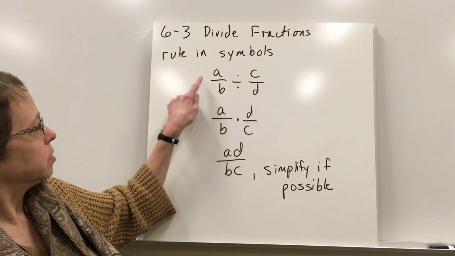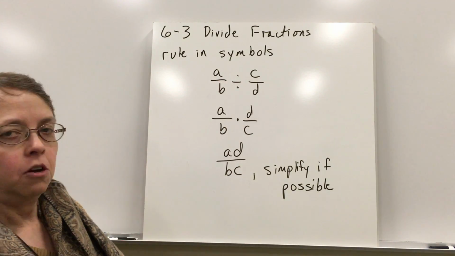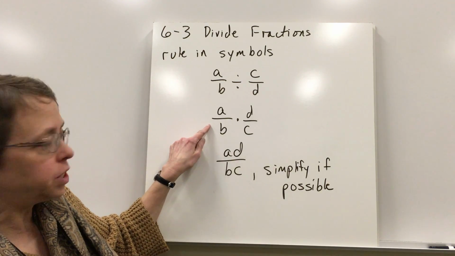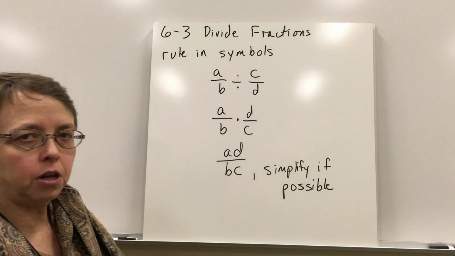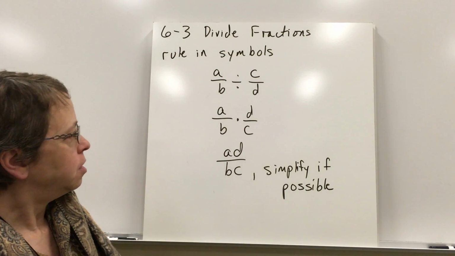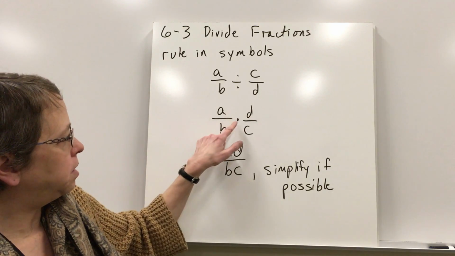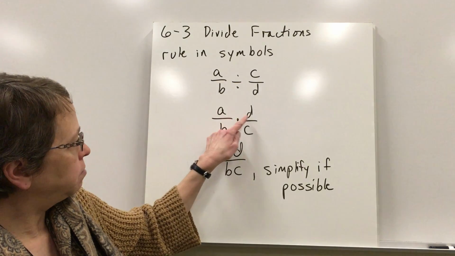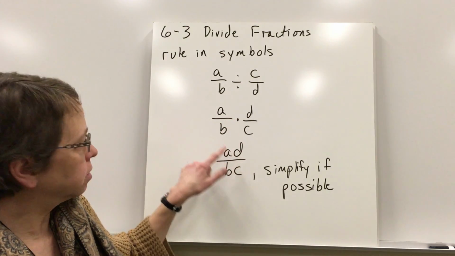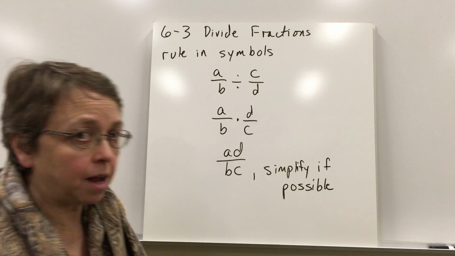The rule in symbols. If you have the fraction a over b divided by c over d, remember the first fraction or number stays the same. Change division to multiplication. Take the reciprocal of the second number or fraction. So a over b divided by c over d becomes a over b times d over c. And then just multiply. So a times d gives us our numerator. B times C gives us our denominator, and then simplify if possible.